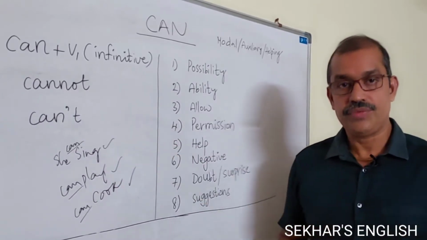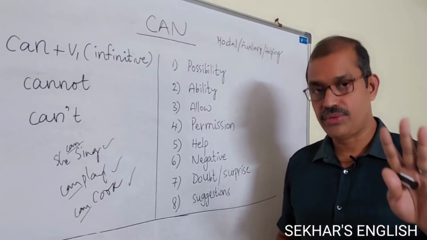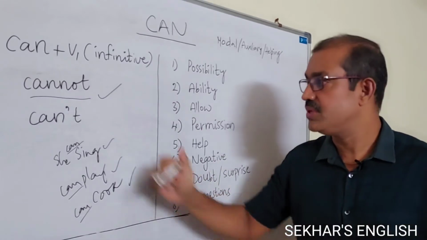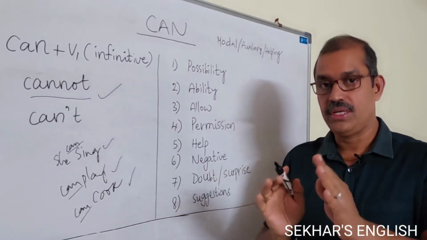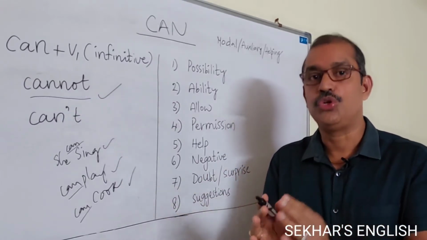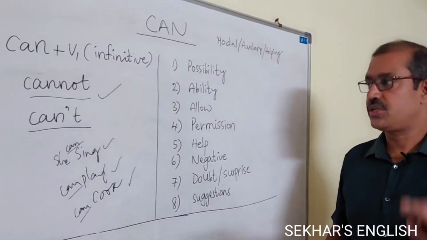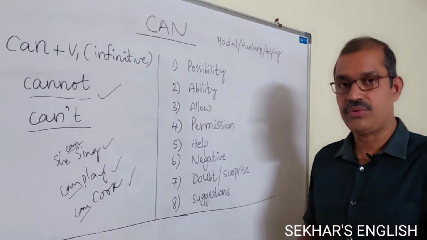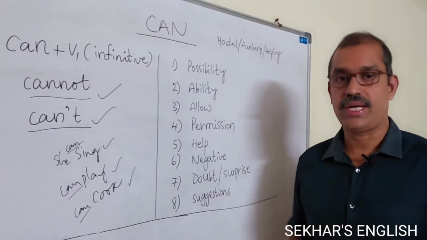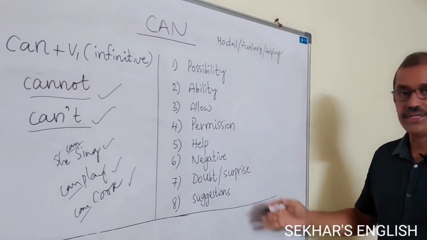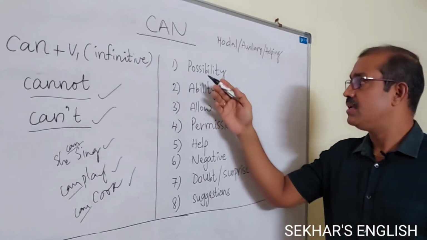Okay? And if you want to write the negative form, you can write like this, cannot. And don't give space between can and not. It should be connected. It should not be separated, right? And if you want to write the contracted form, you have to write like this, can't.